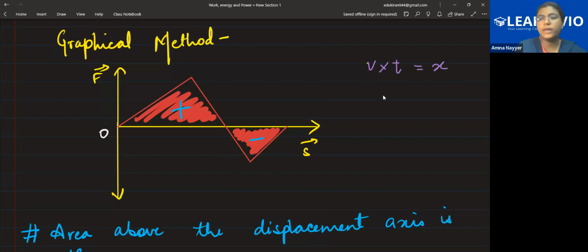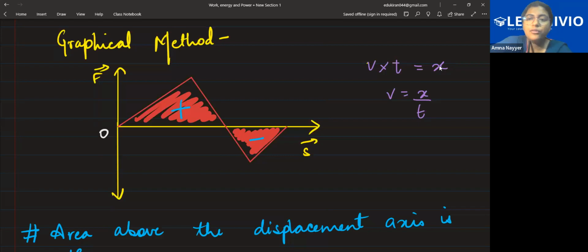Now two formulas we have from the same one. Speed is equal to distance upon time. Speed multiplied by time is equal to distance. So two cases we have. In the first one, we are multiplying two quantities: speed into time is giving us the distance. And in the second one, we have distance getting divided by time, which is giving us the velocity.